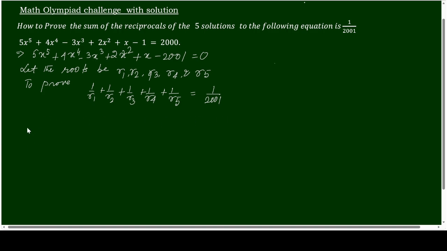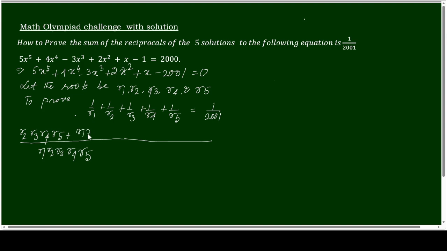So let's simplify this. The LCM will be R1, R2, R3, R4, R5, and the numerator is the summation of 4 taking at a time: R2, R3, R4, R5 plus R1, R3, R4, R5 plus R1, R2, R4, R5 plus R1, R2, R3, R5, and the last one is R1, R2, R3, R4.